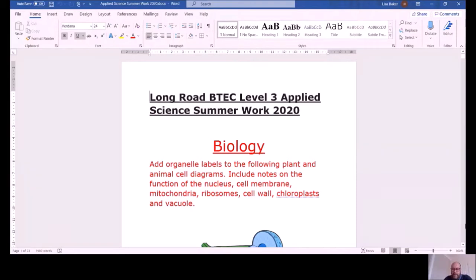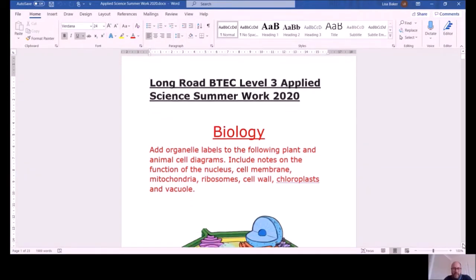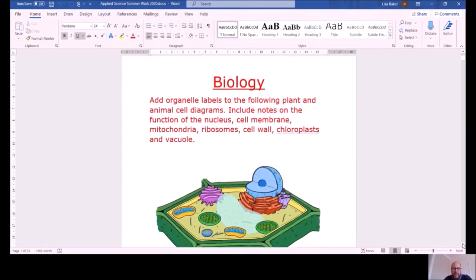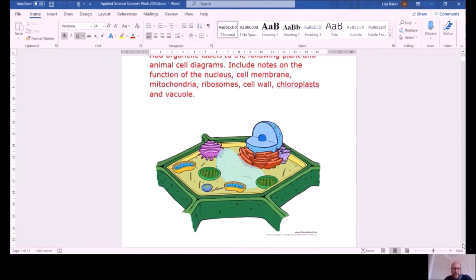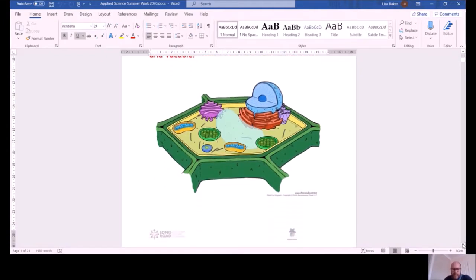Okay, it begins with a biology task. One of the key skills is to be able to label an animal and a plant cell. So you have a series of organelles that you need to add to two diagrams. There is your plant cell diagram.